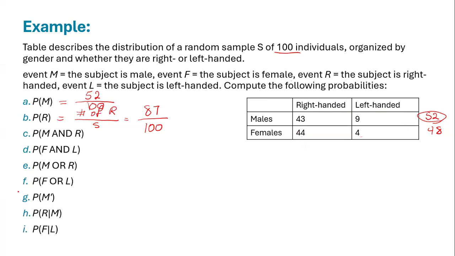Now, find the probability of M and R. And means occurring at the same time. We want to find the probability when the subject is male and also right-handed at the same time. How many males that are right-handed are in the table? Males, right-handed. How many? 43. So we have 43 over the sample space, which is 100.